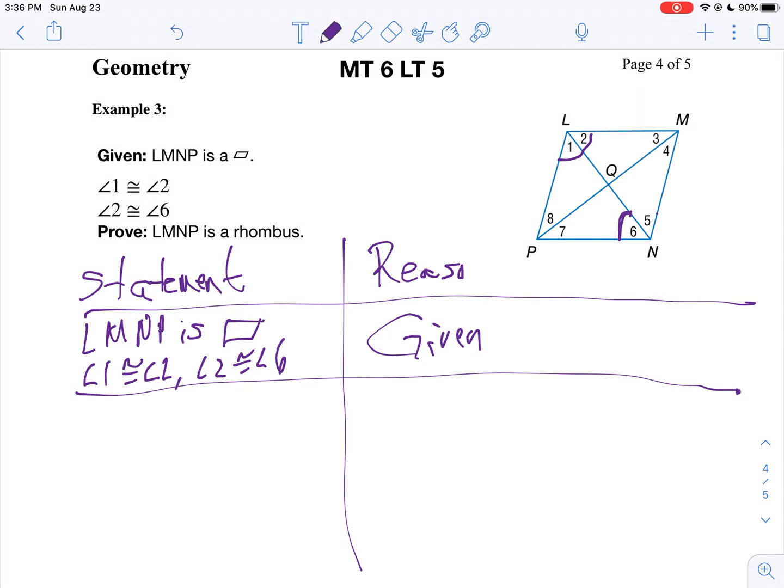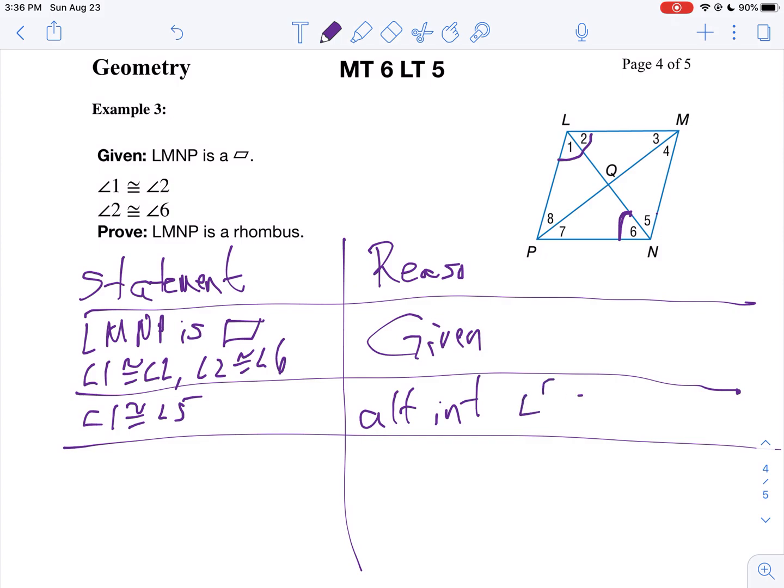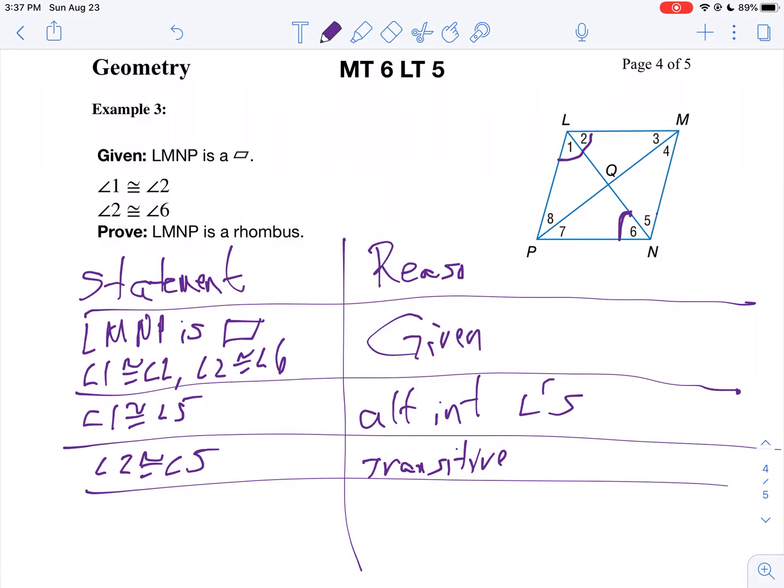So I'll write that. Angle 1 is congruent to angle 5. Why? Because they're alternate interior angles. And since we know angle 1 is the same as angle 2, and angle 1 is the same as angle 5, angle 2 is congruent to angle 5 by transitive. And since angle 2 is congruent to angle 5 and angle 2 is congruent to angle 6, angle 5 is congruent to angle 6 by the transitive property.